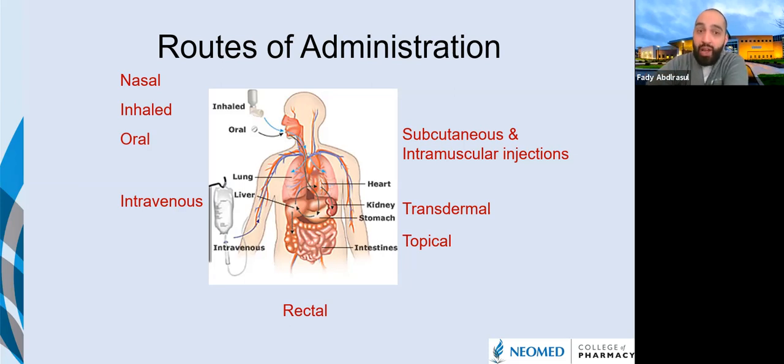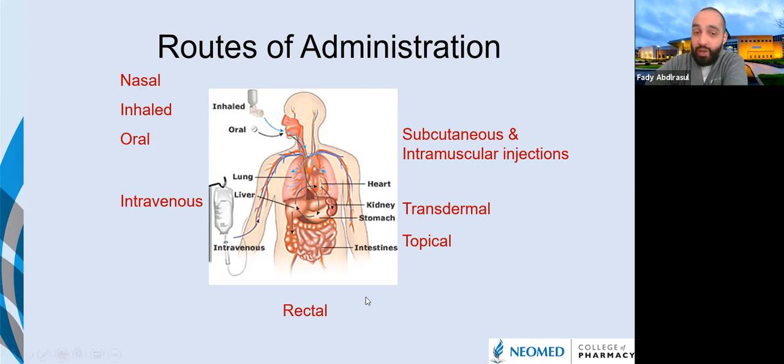You have the oral route, which would go down your esophagus, into your stomach, into your intestines, and then be absorbed into the bloodstream that way. We'll go more into detail into each one of these. Intravenous is unique because it's the only route of administration that has 100% bioavailability, and we'll talk about what bioavailability means a little bit later.